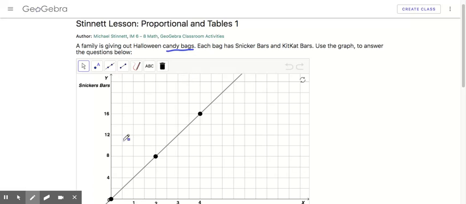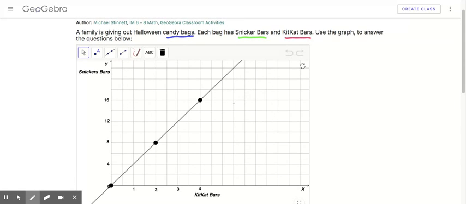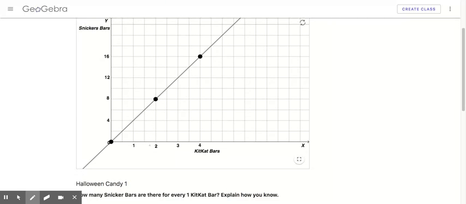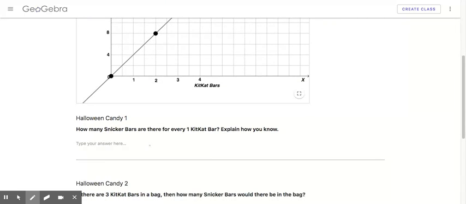And then it says each bag has Snicker bars and Kit Kat bars in it. Okay, so we've got Snicker bars. Let's do Snicker bars are green. And we have Kit Kat bars will be red. And it says use the graph to answer the questions below. So we're just going to use this graph to answer the questions below. All right, good. So we're going to keep that, and we're going to come down and look at our question.